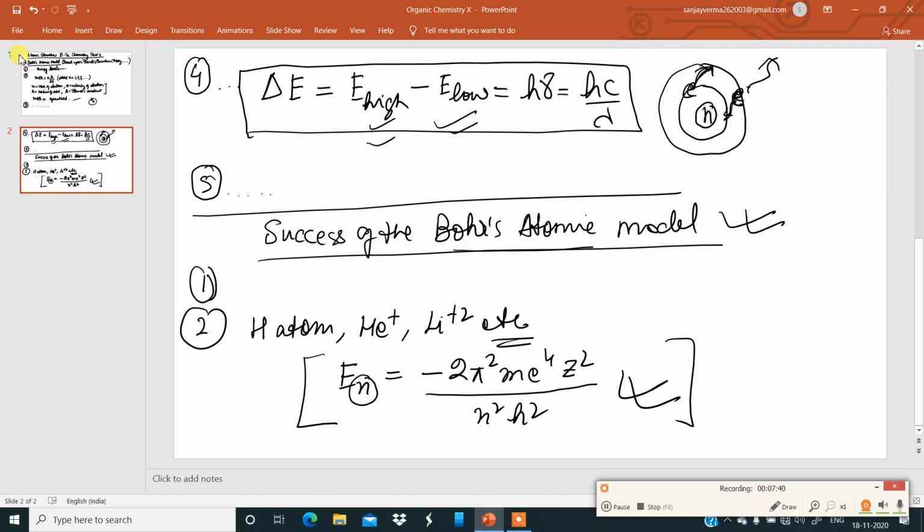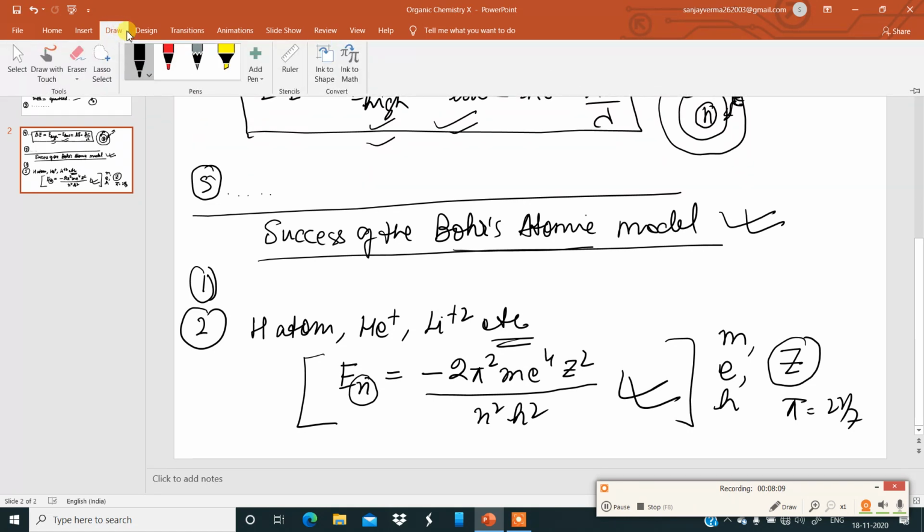Okay, nth orbit. Now, to find the energy of the electron in various orbits, we must know the value of m, the mass of the electron, the charge carried by the electron, the Planck's constant h, and the atomic number is there already. The value of pi is known to all of us, 22/7. So it is possible to calculate the energy of the electron. Let us do the calculation also.